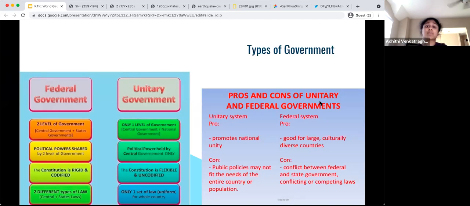So the pros and cons of unitary and federal governments. The unitary system promotes national unity, but public policies do not fit the needs of the entire country or population. And generally, there's a concentration of power in a unitary government that allows one person in charge to take over the entire country, which, as we all know, is not necessarily a good thing. The federal system is good for very large and culturally diverse countries like the U.S. And a con is that conflict between federal and state government can happen, with conflicting and competing laws in this government.